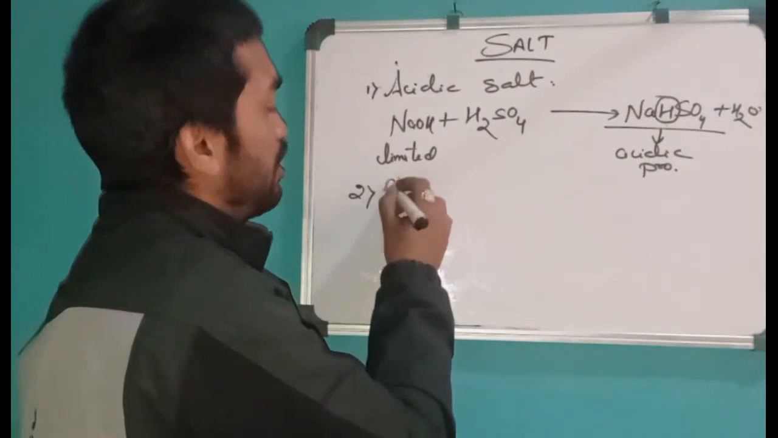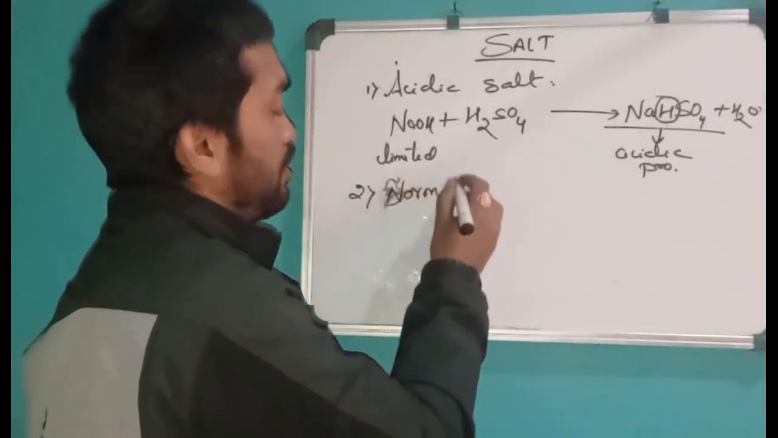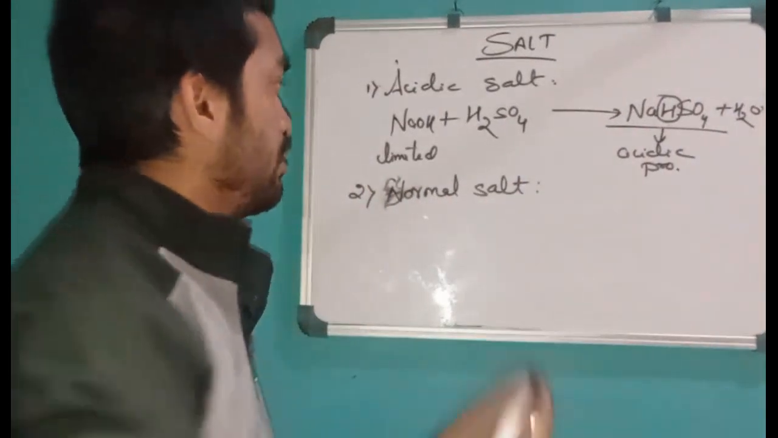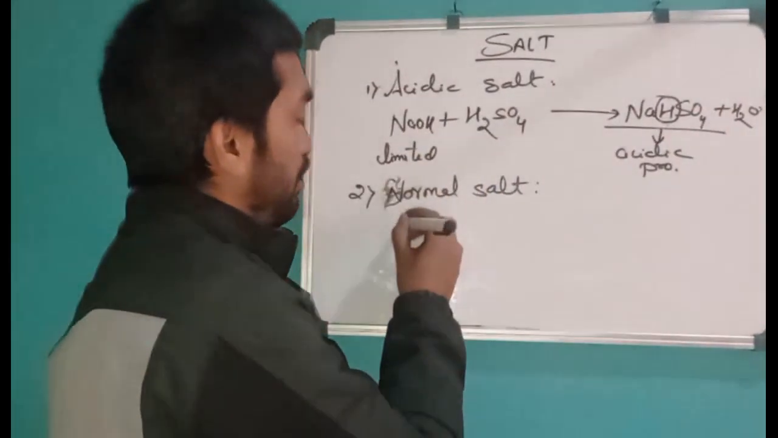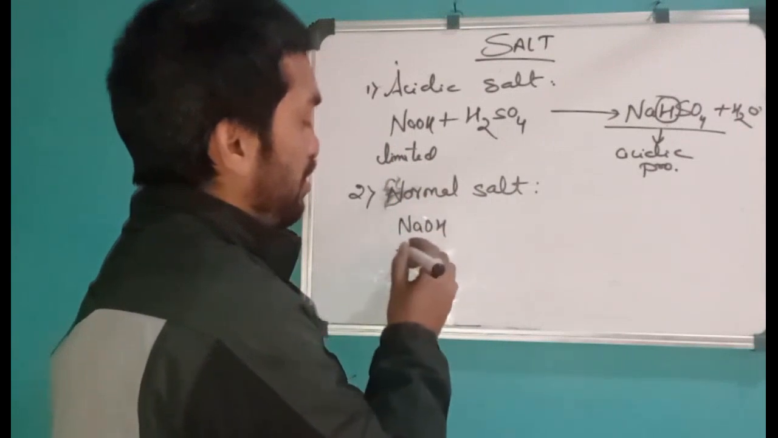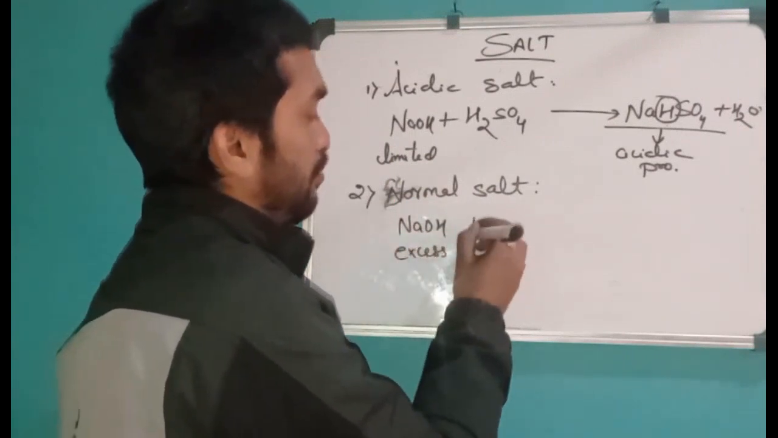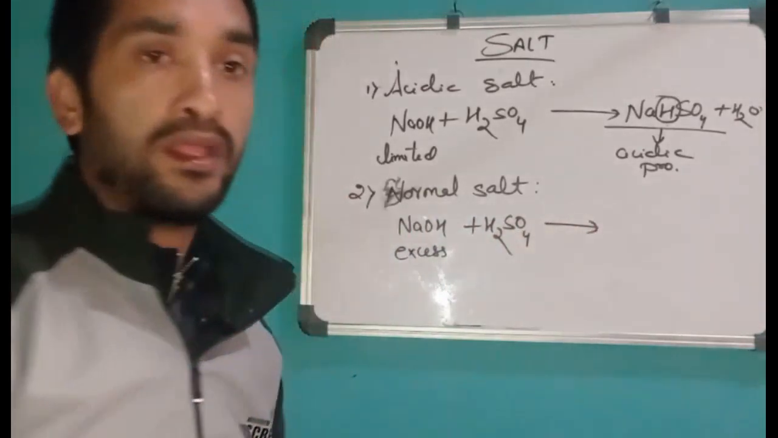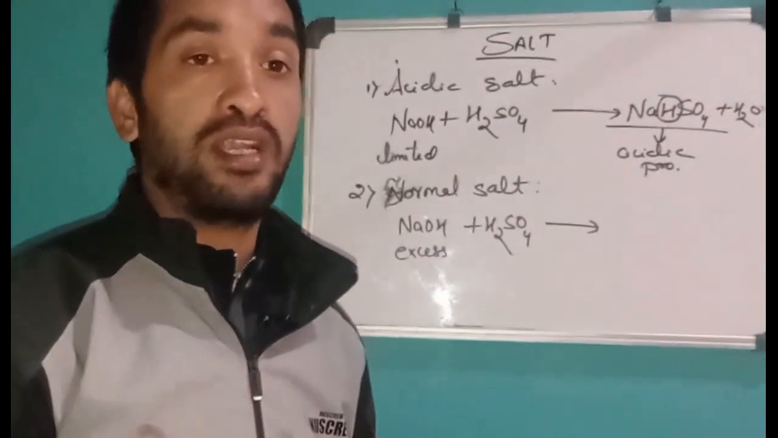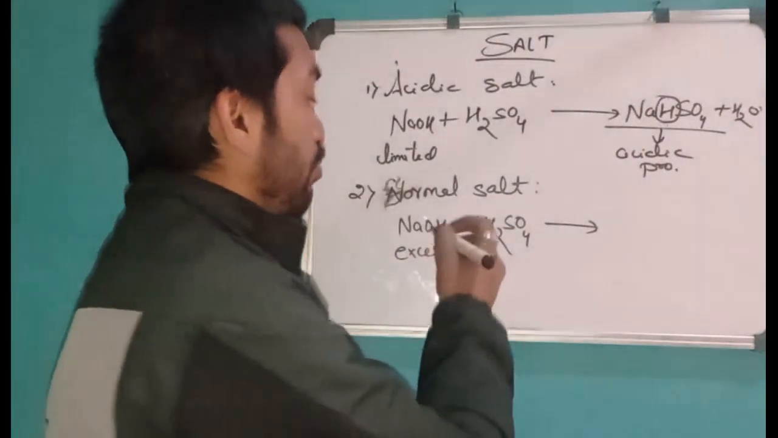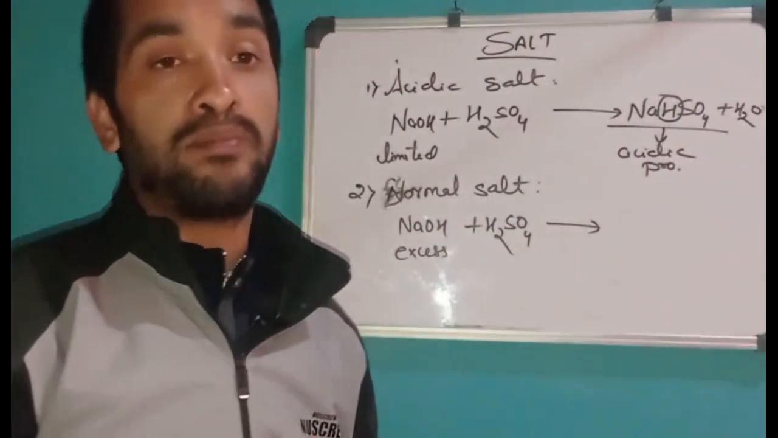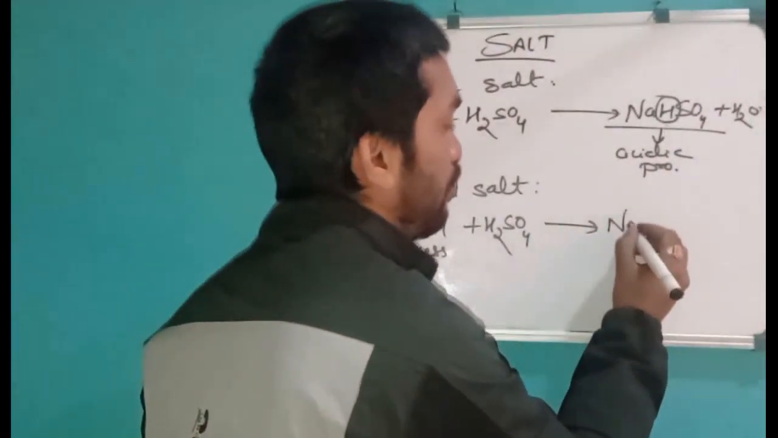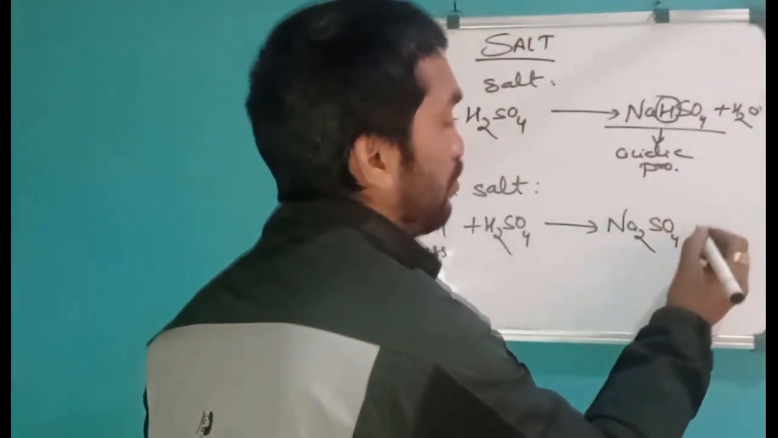Second type, according to your syllabus, is normal salt. Now what is normal salt? Let us take the same equation, NaOH, but now I am taking it in excess, plus H2SO4. This time, since I took the basic radical in excess amount, what will it do? It will replace all the replaceable hydrogen ions of the acid that you are using. So it will give you Na2SO4, again plus H2O.